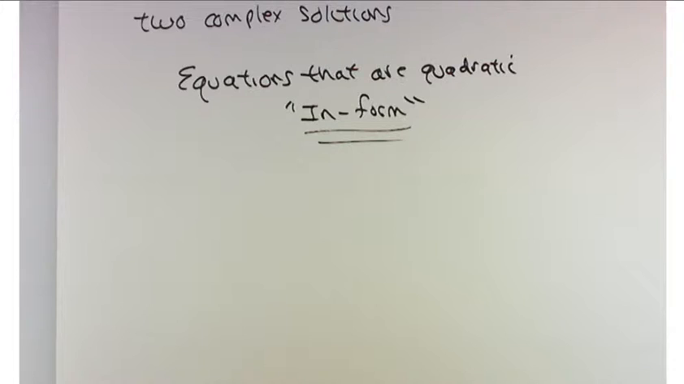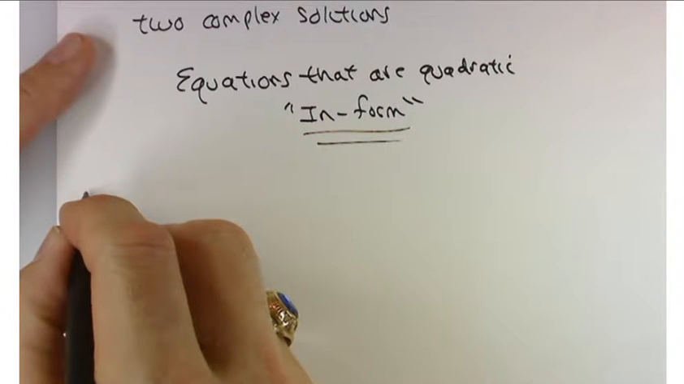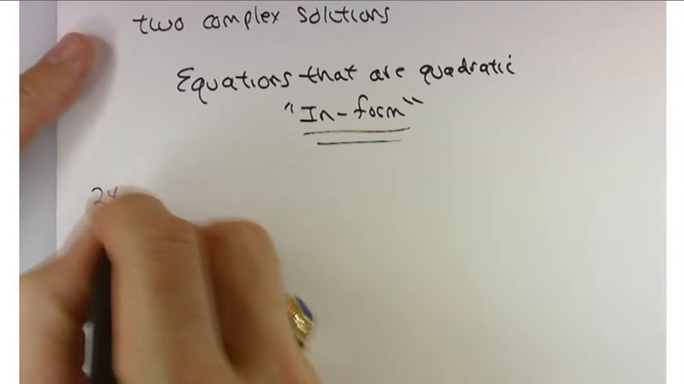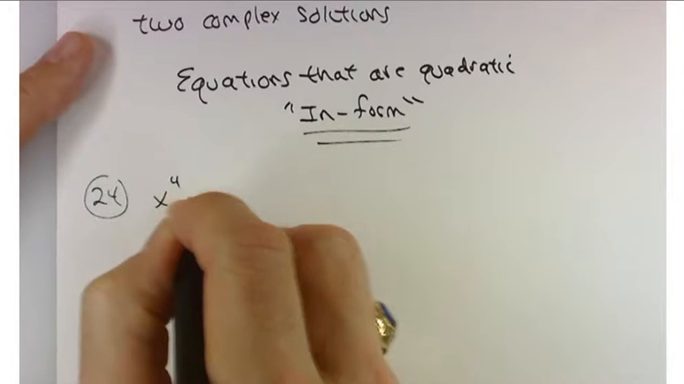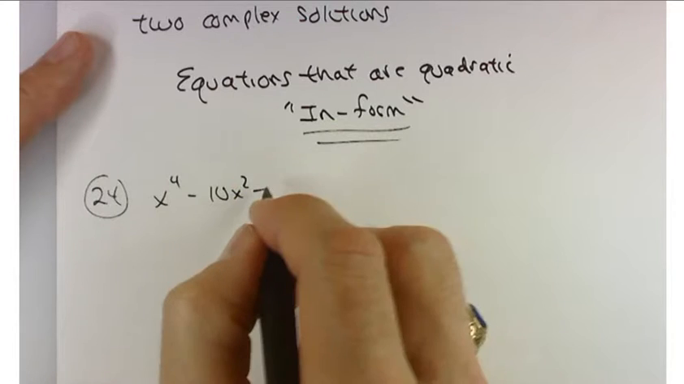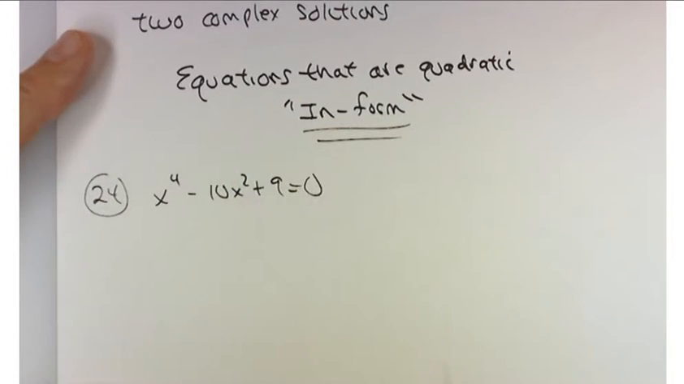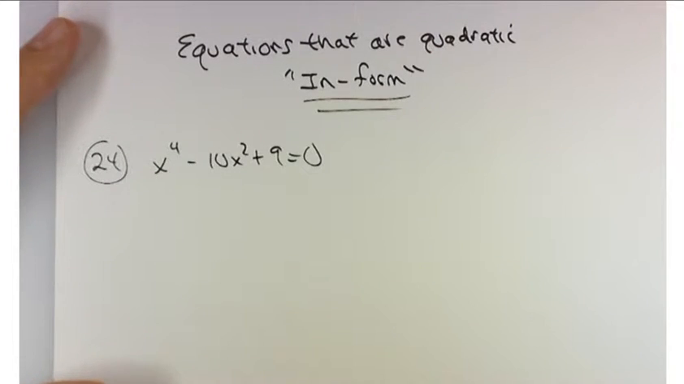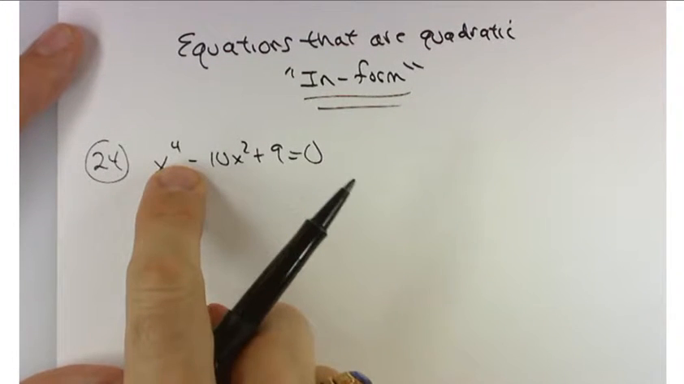So let me put on a few examples of equations that are quadratic in form, and then we'll see if we can figure out what they all have in common. These will be the ones that we're going to do here. We'll start with problem number 24. X to the fourth minus 10x squared plus 9 equals 0. So this is not a quadratic equation. It's actually a fourth degree equation, but it's quadratic in form.